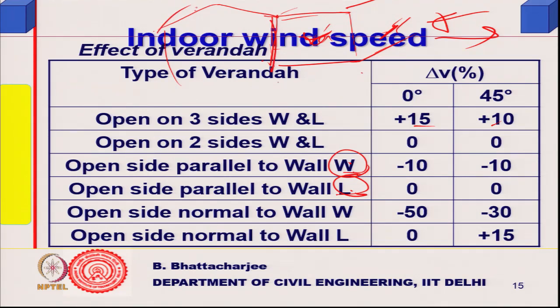This is my wall, this is my roof, this is the wall, I have a veranda here, right. This is normal to the wall, this side. If it is open, then you get these corrections, minus, and if this is open, then you get a better situation, and if it is on windward or leeward, it will again depend upon that, right.